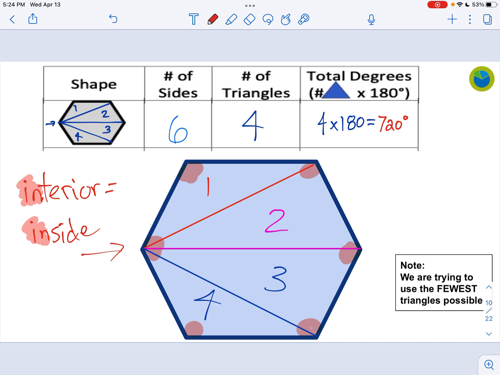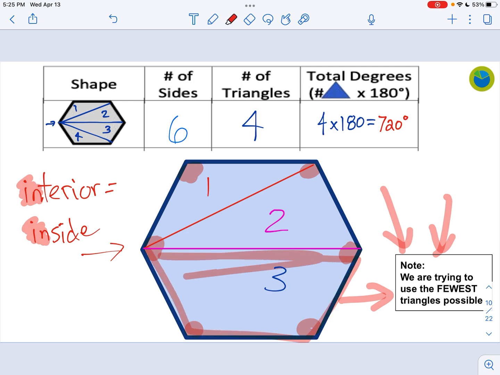Could I make more? I could make more triangles. But again, I'm not trying to make as many triangles as I possibly can. Take a look at that note in the corner. We are trying to use the fewest possible. You cannot take this shape and cut it into fewer than 4 triangles. If I just used 3, this third one is not a triangle. It's a quadrilateral. It's got 4 sides. All right, specifically, it's a trapezoid. So I really do need 4 triangles for this. All right, let's keep going.